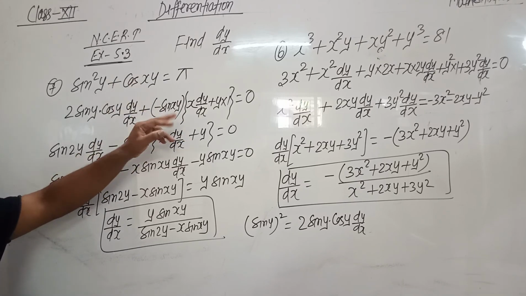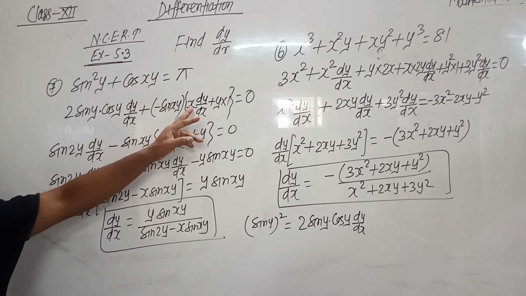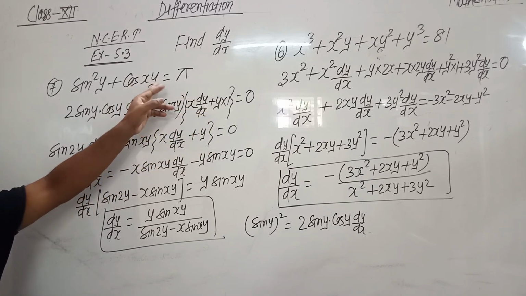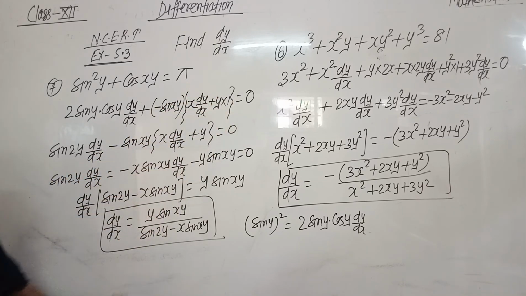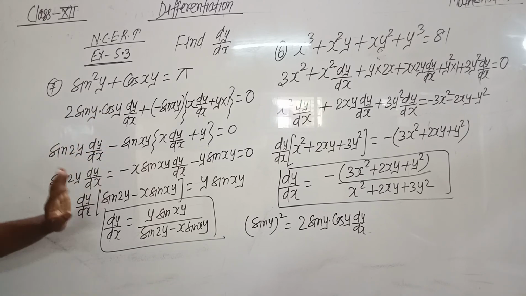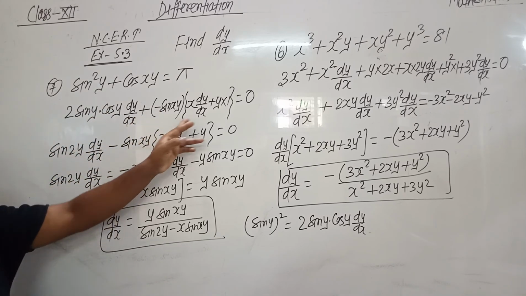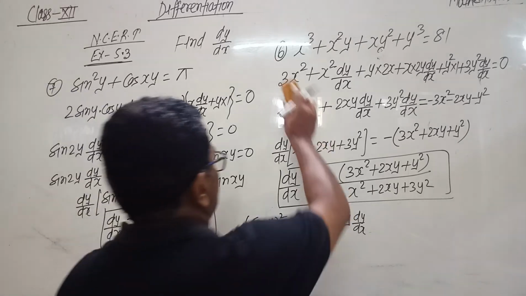and drop cos, x into y. This is the u into v form. So x dy by dx plus y, differentiation of x is 1 and differentiation of y is 0. Now 2 sin theta into cos theta is written as sin 2 theta, dy by dx, plus minus minus sin xy. Then remove the bracket and calculate dy by dx.